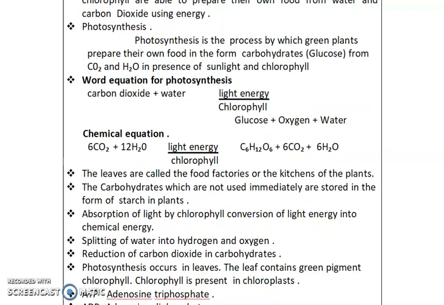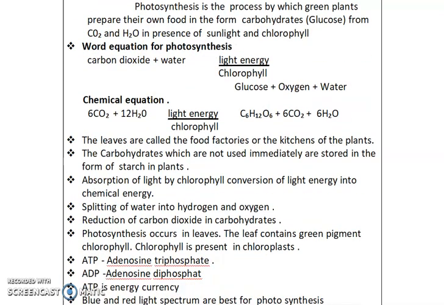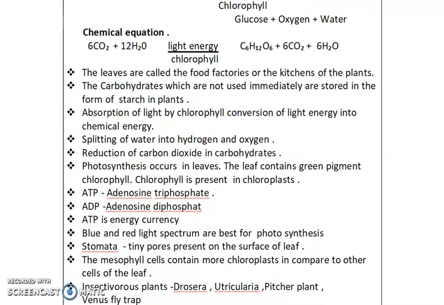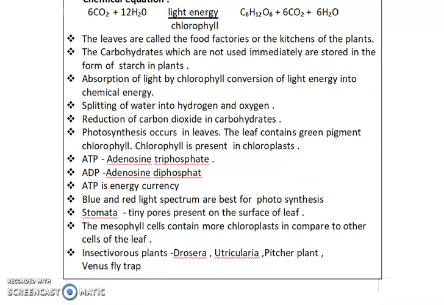Then the next point: the leaves are called food factories or the kitchen of the plants. The leaves are called food factories, or we can say the kitchen of the plant, because this process takes place only in the leaf, and only in the leaf do the plants prepare their food. Next point, carbohydrates which are not used immediately are stored in the form of starch in plants.